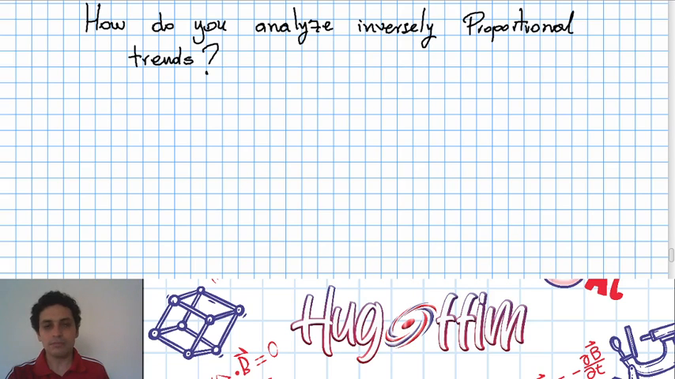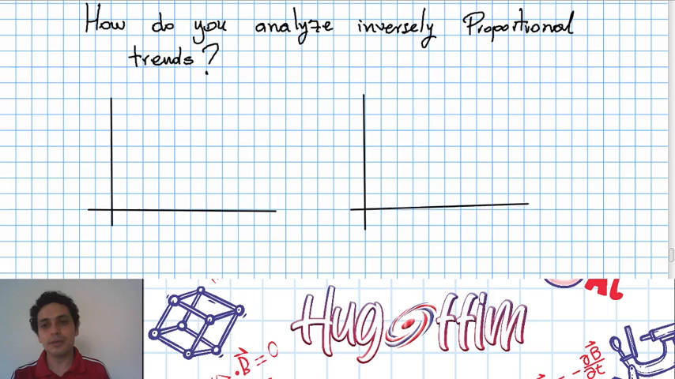Okay, so to start, we need to know what an inversely proportional trend is, because obviously if you don't know what it is, how are you going to test whether a trend is inversely proportional? So first we're going to see the difference between directly proportional and inversely proportional.